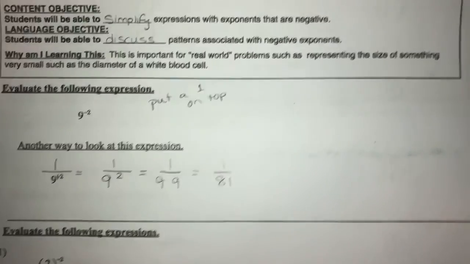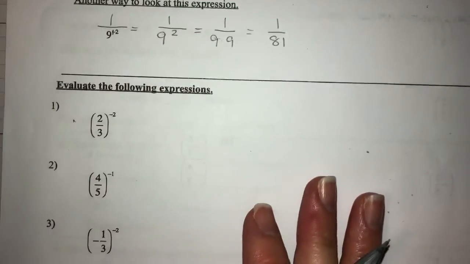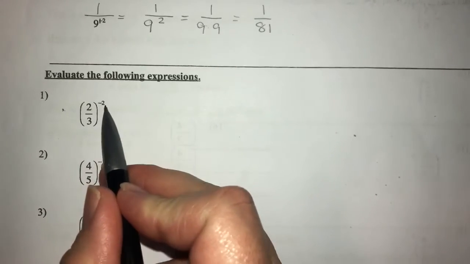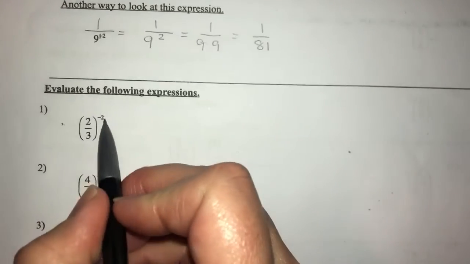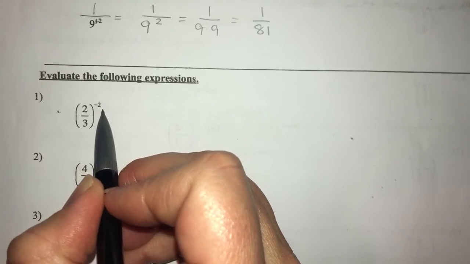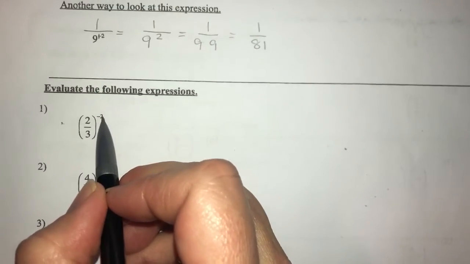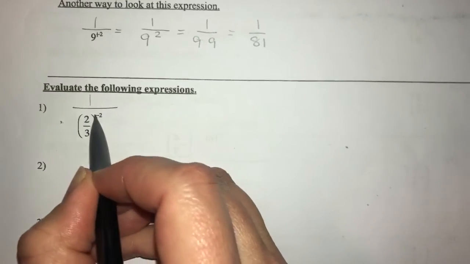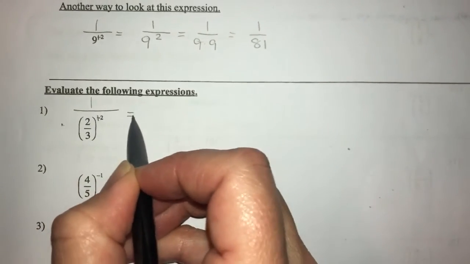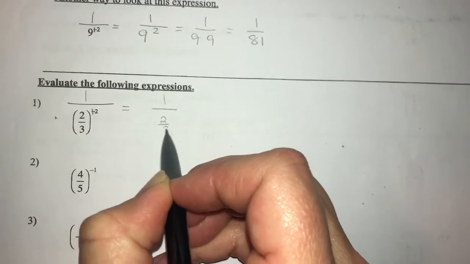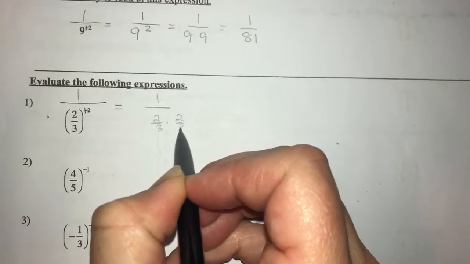So let's look at simplifying when we have fractions and negative exponents. In this case, we have 2/3 that's brought to the negative 2 power. We cannot write 2/3 negative 2 times. That's impossible. So we need to make that positive. In order to make it positive, remember we put a 1 on top. Changes the sign. So what that really means is 1 over 2/3 times 2/3.